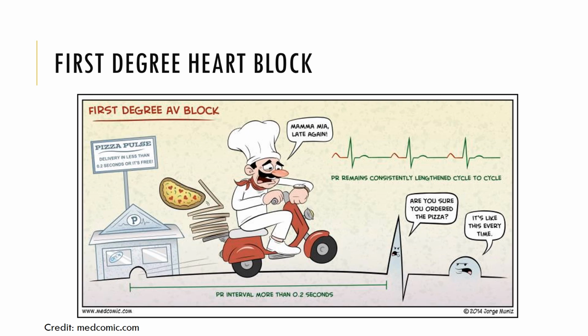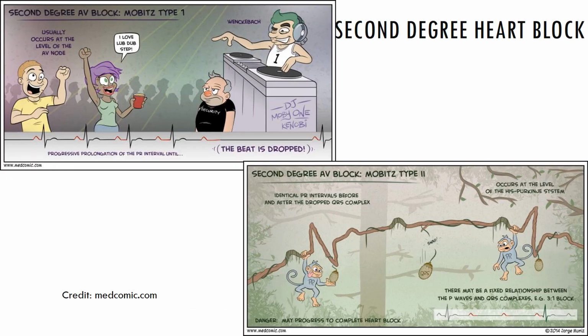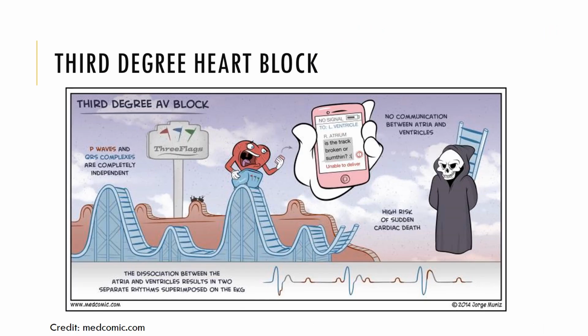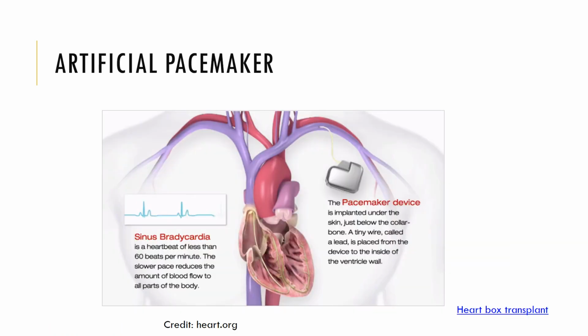A first degree block is shown here, second-degree heart block, and finally, complete blockage. Artificial pacemakers can be implanted to assist with any problems with the heart rate or heart starting on its own. And you can see this device can be implanted just below the skin inside of the ventricle wall.